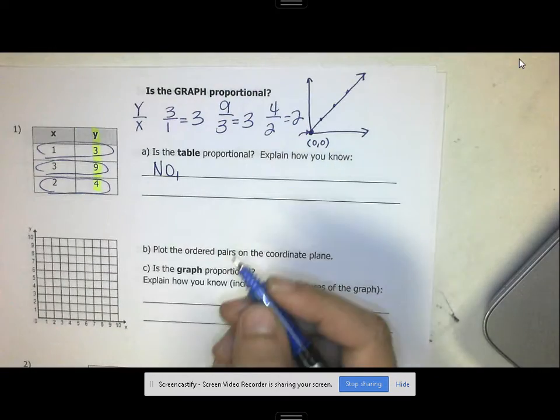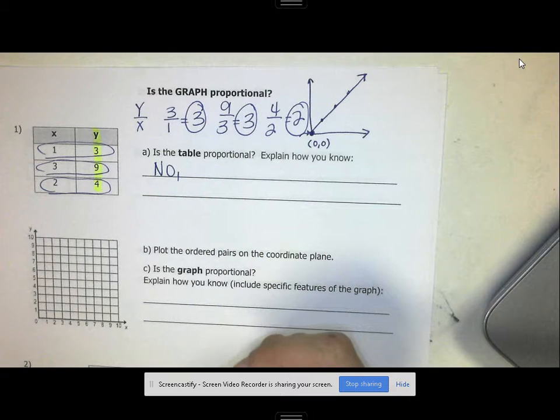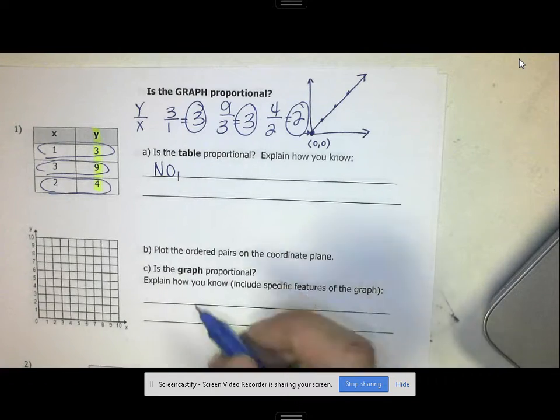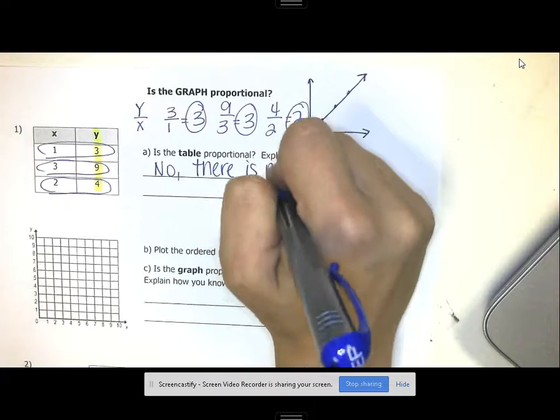Explain how you know. Well, if it was proportional, I would have gotten the same answer every time I did y divided by x. I would have gotten a constant of proportionality. But I didn't get the same answer. So I'm going to say no, there is no constant of proportionality.